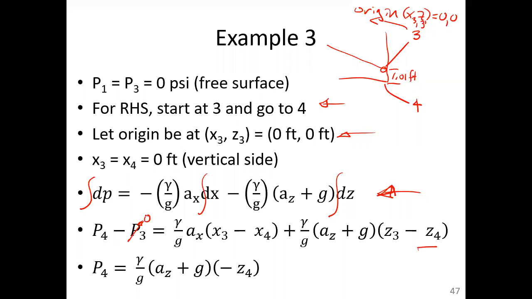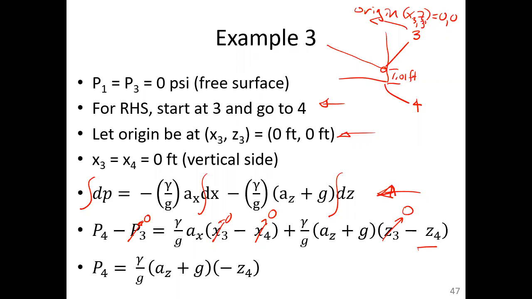We know P3 is 0 because we selected point 3 at a free surface. We know X3 and X4 are both 0. X3 is at the coordinate origin, and point 4 is immediately directly below it, so there was no change in X. And then we know again, since point 3 is the origin, that term's equal to 0. And so we're left with this equation here that looks very similar to what we did on the left-hand side, only the difference was subscript 2 instead of 4. It's the same equation.